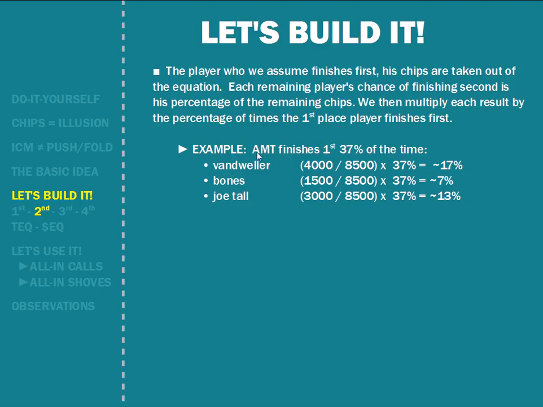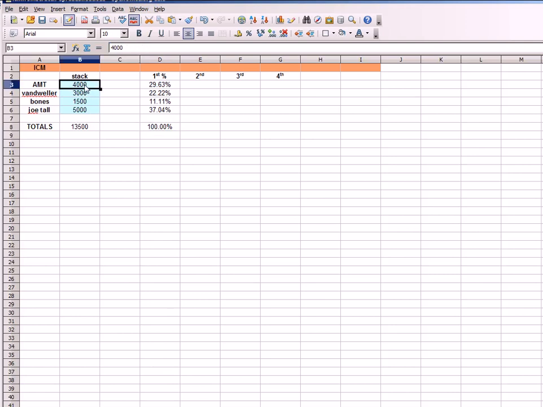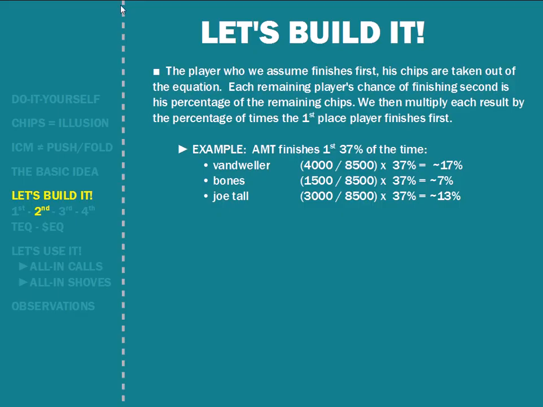So, for example, AMT is going to finish first 37% of the time, and he has 4,000. Sorry about that. I realized I had a little glitch here. All the examples in my spreadsheet had the stack distribution wrong, so sorry, Joe Tull. There we go. As you can see, all the first place chances finished to how they're supposed to, so we got that part right. Let's see, where are we now? Oh, shoot. All right, sorry, a little difficulty here. All right, there it is.